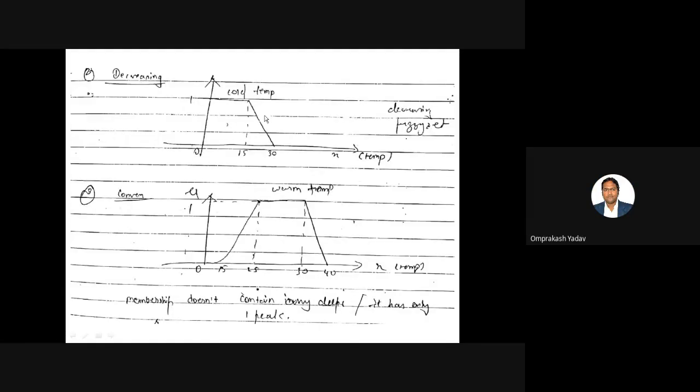So next one is the decreasing example. So we can give the example of cold temperature. If you see, I'm assuming that till 15 it's cold, but after that it will become warm and then hot. So this is an example of cold temperature, and this is an example of decreasing fuzzy set.